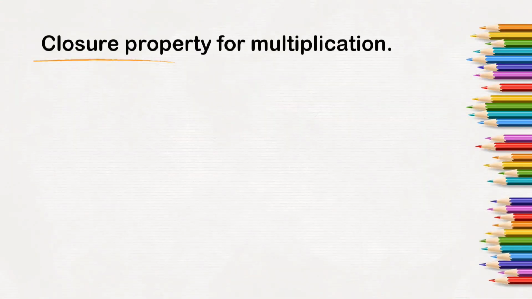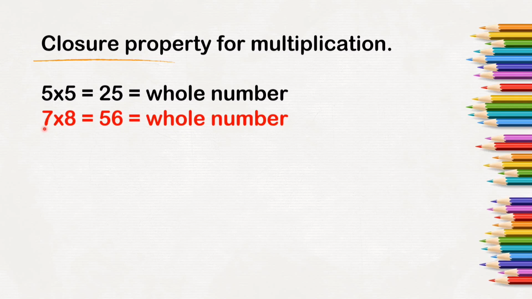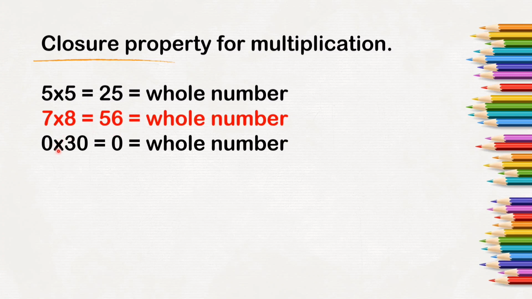Next, closure property for multiplication. Here is an example. 5 into 5. 5 is a whole number again. And the result, the product you are getting, is 25, which is also a whole number. And here 7 into 8. 7 is a whole number. 8 is a whole number. And 56. The product of 7 and 8 is also a whole number. Here 0 into 30 equals 0 itself. Right? And 0 is also a whole number.